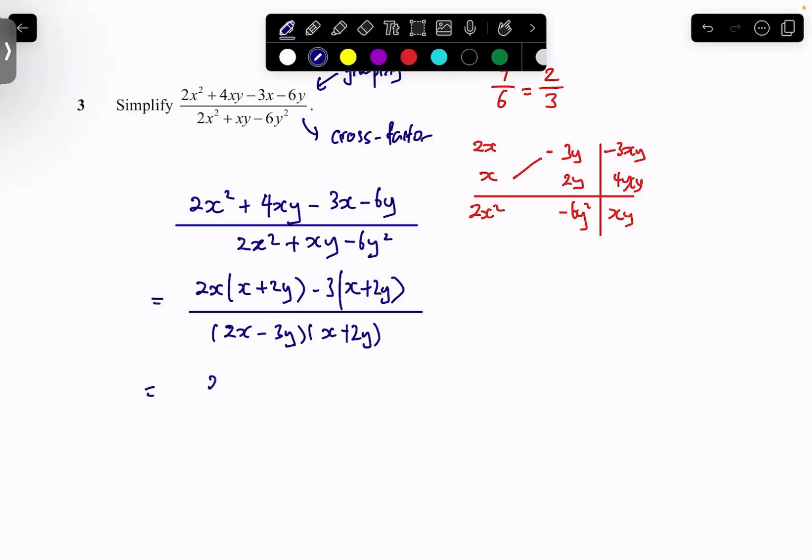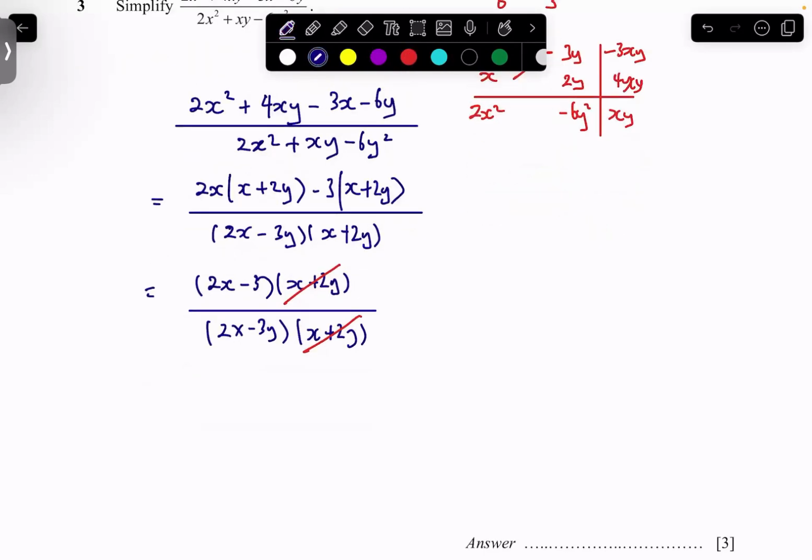So the final answer: (2x minus 3)(x plus 2y) over (2x minus 3y)(x plus 2y). So what happens? The x plus 2y cancels out. Now there is nothing we can do because 2x minus 3 and 2x minus 3y are entirely different. So the answer will just be (2x minus 3) over (2x minus 3y).